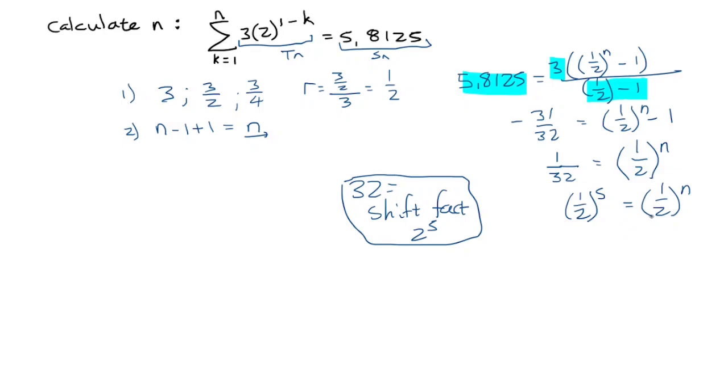Why that's so nice for me is because I got half to the 5 equals half to the n. So then n must just equal 5. And that's a lekker way just to get through these kind of questions where you're needing to work out the power in sigma questions. I hope that you found that useful.